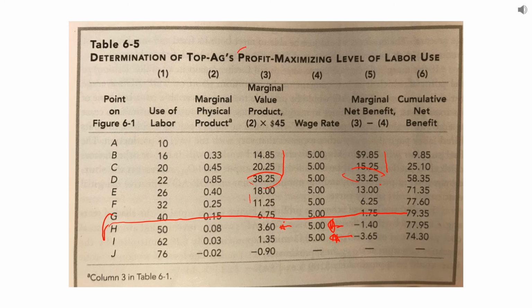Again, the profit maximizing level of input or of labor use occurs at the point where the marginal value product equals the wage rate. We have 675 here and 360 here. So it's going to be between points G and H where that's going to actually equal $5.